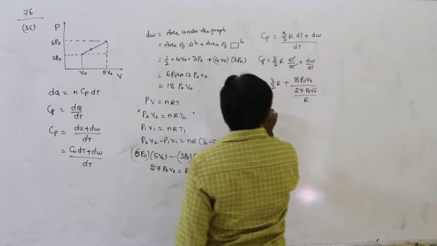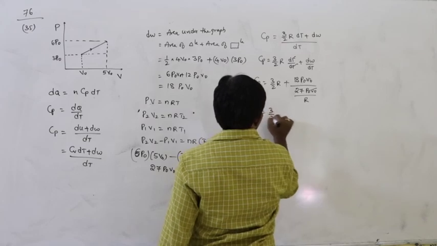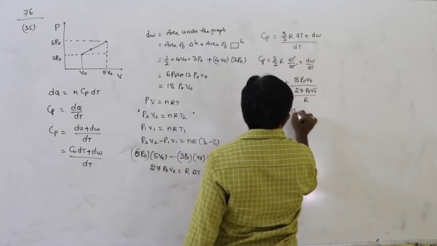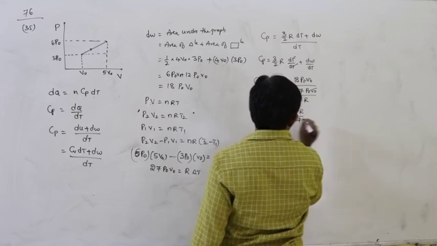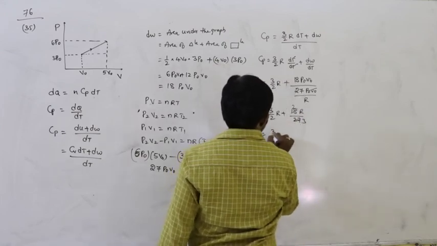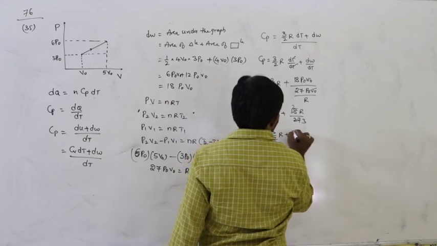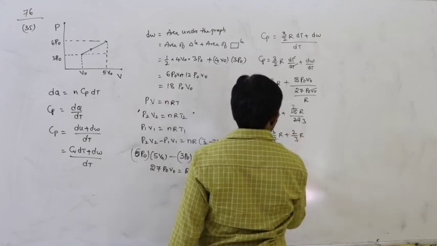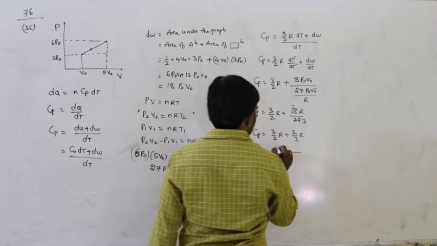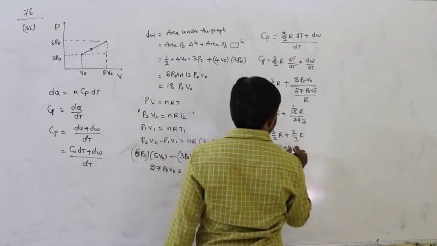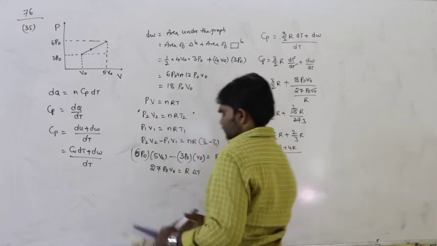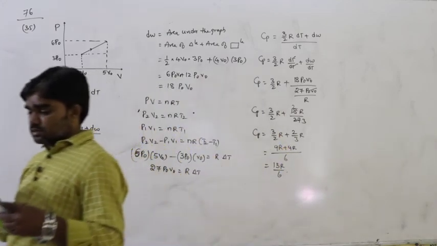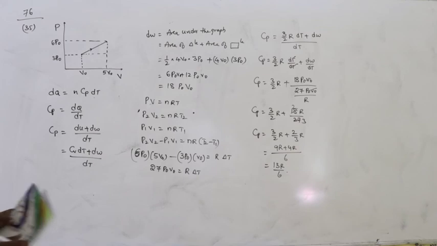So P naught V naught cancel, and C is equal to 3 by 2 R plus 18 R by 27. 9 twos are 18, 9 threes are 27. So C is equal to 3 by 2 R plus 2 by 3 R. 6 is the LCM, so 9 R plus 4 R, that is 13 R by 6. That is the specific heat of the gas, 13 R by 6. So this is the way to do the problem here.